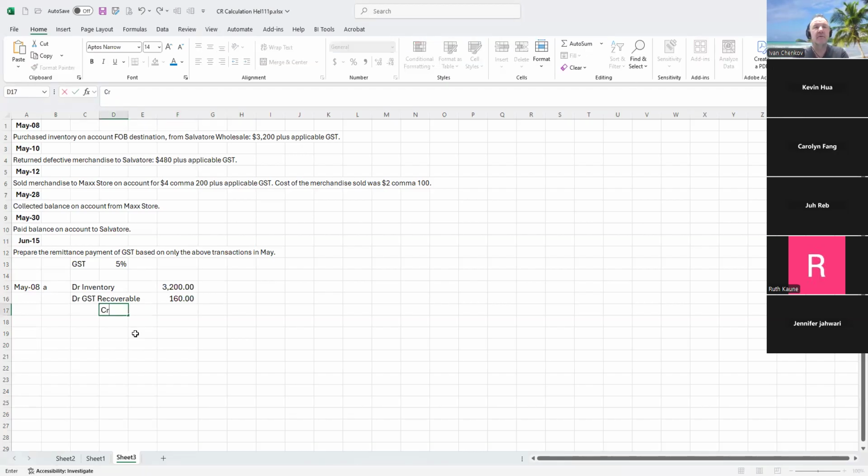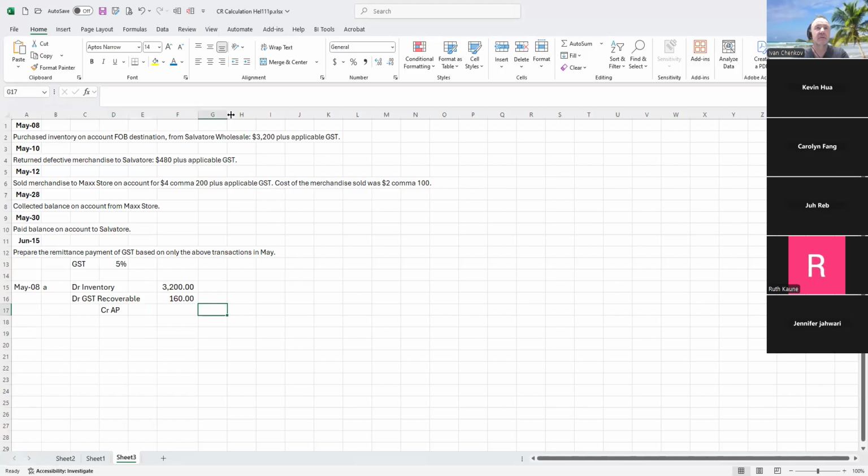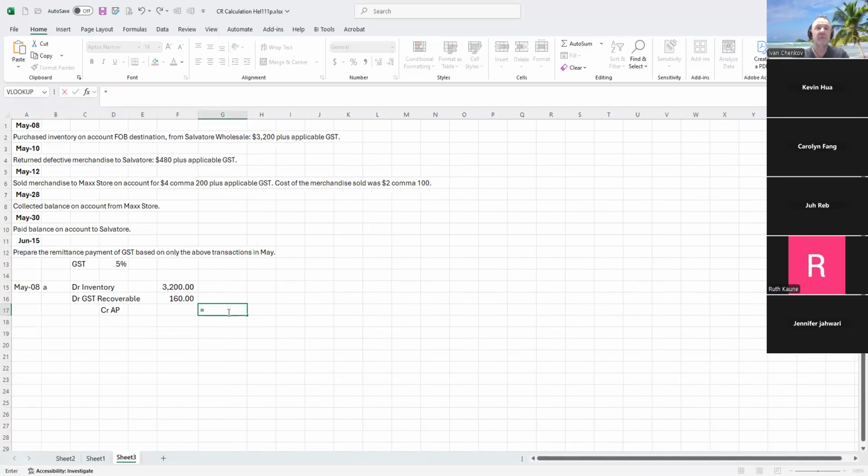Credit side. Well, we're gonna go on the credit side: accounts payable. For how much will be my accounts payable? Obviously for the total debit, right? We have to be in balance. This one plus that one, and we get the credit.